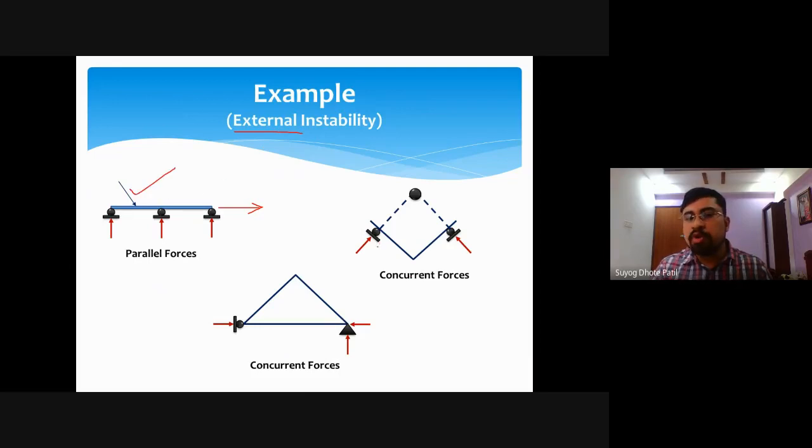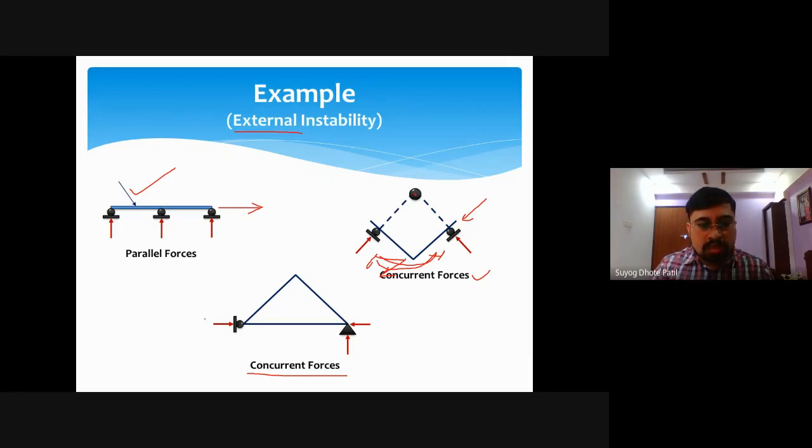Similarly, for concurrent forces, if the lines of action of these two reactions are concurrent, meeting at this point, and if I apply the force from this side, it is free to move in these two directions. In that fashion, it can move. So again, it is not stable. This is an example of concurrent forces. Again, this is an example of concurrent forces.